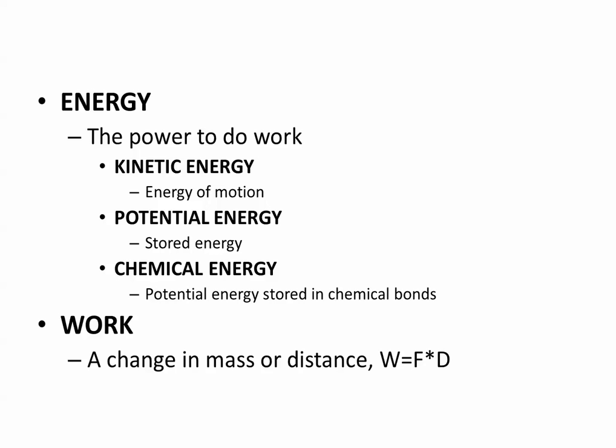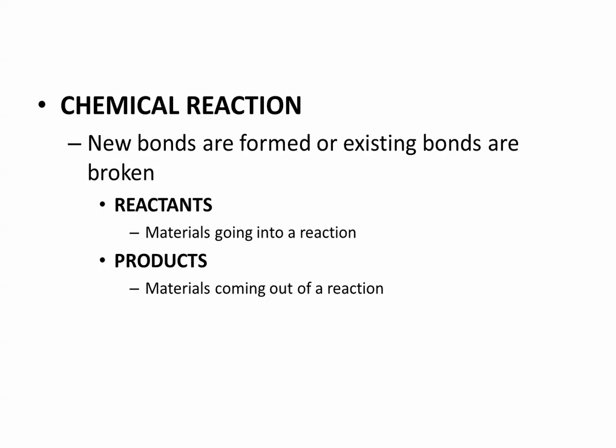And that brings us really to chemical reactions. So chemical reactions are where new bonds are formed or existing bonds are broken. Now, we went over the types of reactions a little bit earlier in the last class, and we'll probably touch on them again as we move through this section of this chapter.